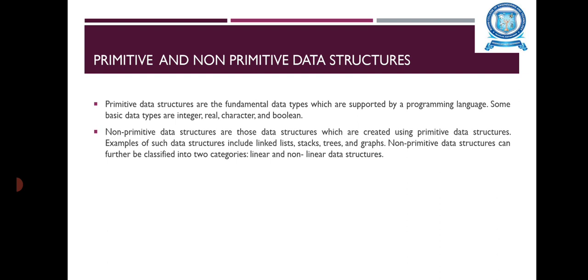Then primitive data structures. Primitive data structures are the fundamental types which are supported by programming languages. Some basic types are integer, real, character and boolean. Then the non-primitive data structures. These are data structures which are created using primitive data structures. Examples are linked list, stack, trees, graphs. The non-primitive data structures can further be classified into linear and non-linear data structures.